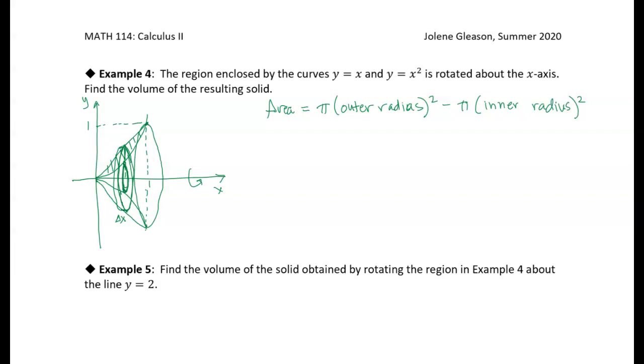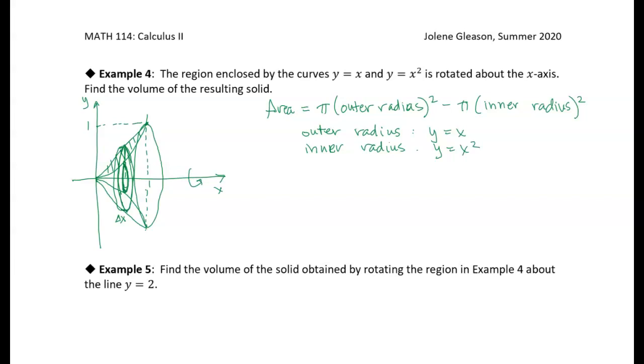All right, now in this case, the outer radius, let me write this down. Outer radius is that y equals x line, right? So it's just y equals x. Okay, and then the inner radius is that inside curve. So that one is y equals x squared.